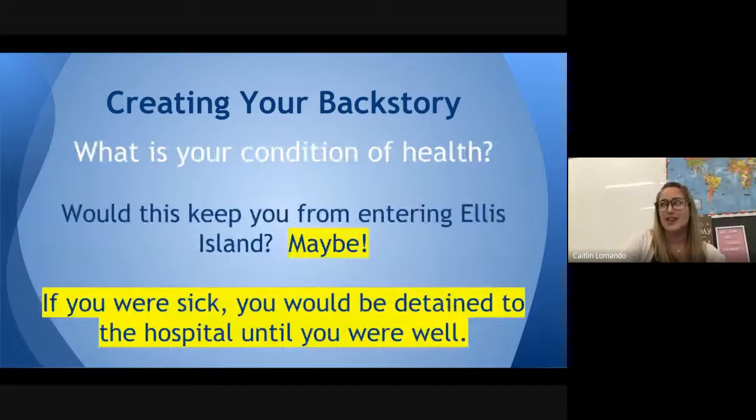What is your condition of health? Would this keep you from entering Ellis Island? Maybe. If you were sick, you would be detained to the hospital until you were well. So they definitely weren't letting anybody who was ill through to America. Remember, in the video we saw, there was a hospital on Ellis Island where they would treat the patients. Hopefully they would get better, and then they would ultimately let them through to the United States of America.